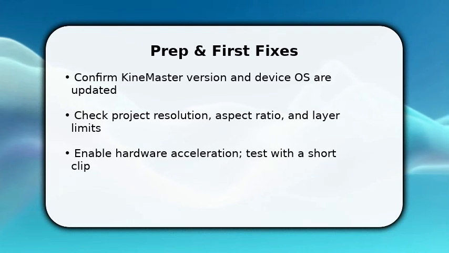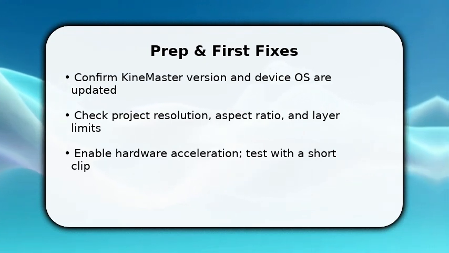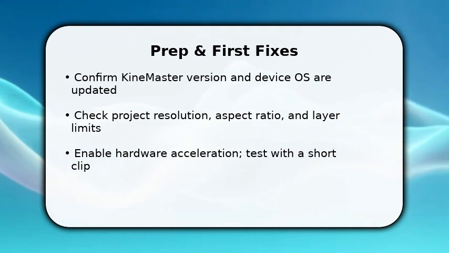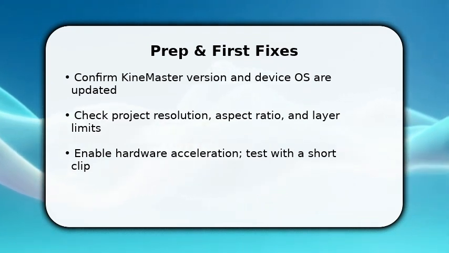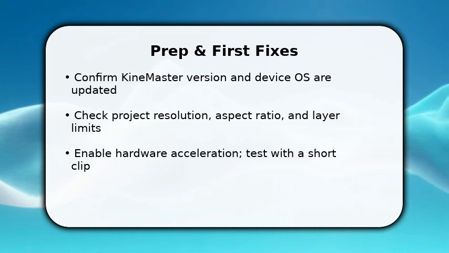Enjoy the video. You start by verifying the app and OS are current. Outdated builds cause odd layer behavior. Next, open your project and confirm resolution and aspect ratio match your source footage because mismatches break previews. Once done, check Kinemaster's layer limits and enable hardware acceleration in settings. This often fixes rendering stalls.